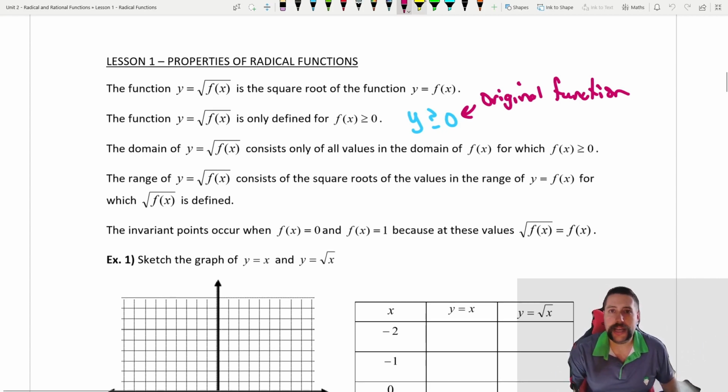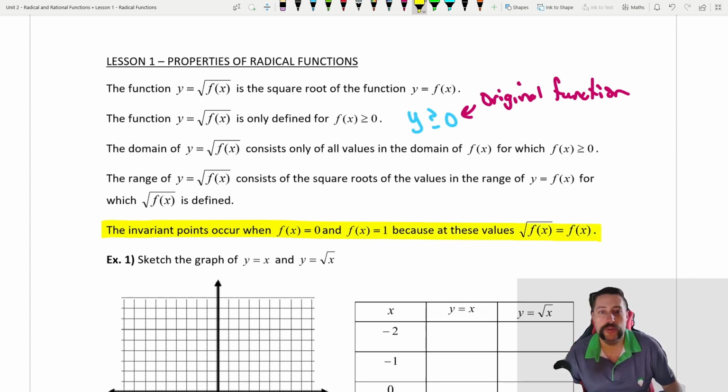This last one will highlight invariant points, which occur when f of x is equal to 0 and f of x is equal to 1. So again, that is when y is equal to 0 and y is equal to 1. That's for your original function because it's the same value: the square root of 0 is 0 and the square root of 1 is 1. So that's why those are your invariant points for radical functions. Let's start off with an example.